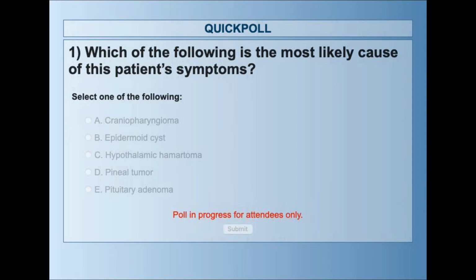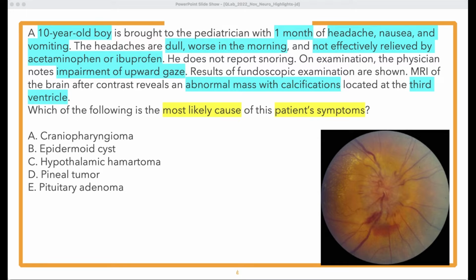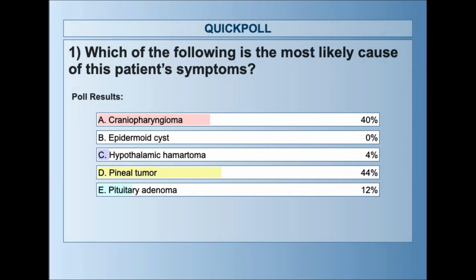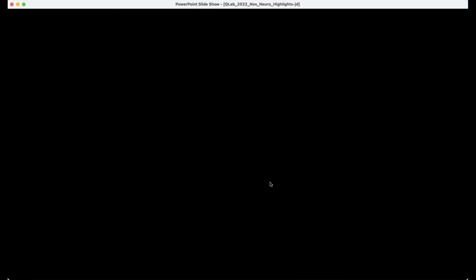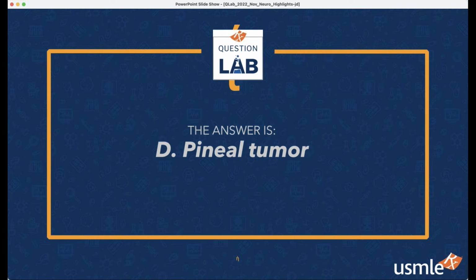Okay, so let's go ahead and close this poll and share the results. And let's see. It looks like in this case we've got a 2-horse race. About 40% of you went with craniopharyngioma, and 44% thought it was answer choice D, pineal tumor. So let's go ahead and hide those results and reveal the answer. The answer to Question 1 tonight is answer choice D, pineal tumor. So well done, everybody. Good start to tonight's session.